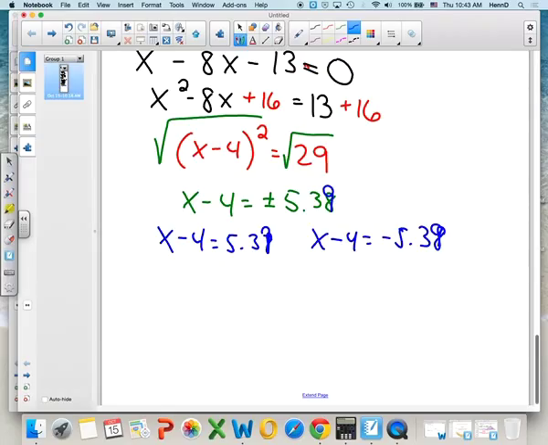And then once you have that, now you just add 4 to both sides. So the first answer is 9.39, and the second answer is negative 1.39. Alright, so again, it's all going to work the same way.